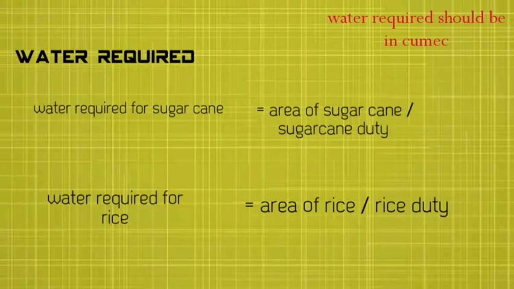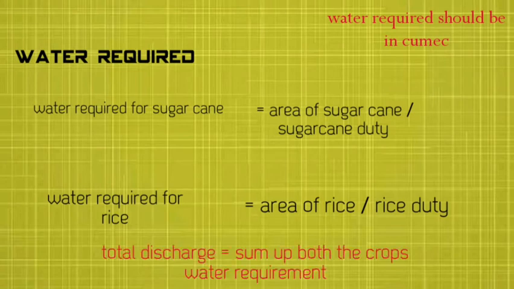So the next step is to find the water required for sugarcane and rice. For this you are supposed to divide the area of sugarcane and rice, which you have found in the previous step, by their own respective duty, that is the duty of the respective crops at the head of water course, which is in hectares per cumec. So the water required will be in cumec.